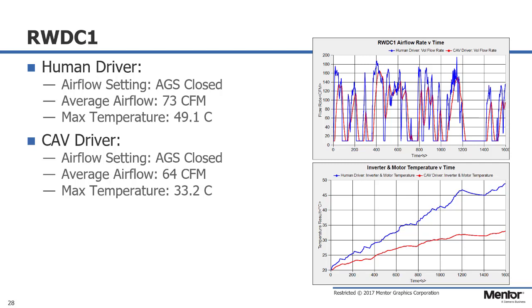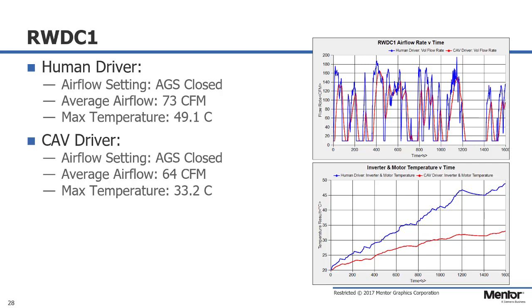rate. So if we think about the human driver first, and we start again with the AGS closed, the first thing we need to find out is what's our max temperature. And here we can see it's 49.1 degrees. That's well below the 60 degrees that we required. So we know that using the AGS closed will be acceptable for the human driver. In general, it means an average airflow of about 73 CFM. So what we can then do is apply this to the autonomous driver.